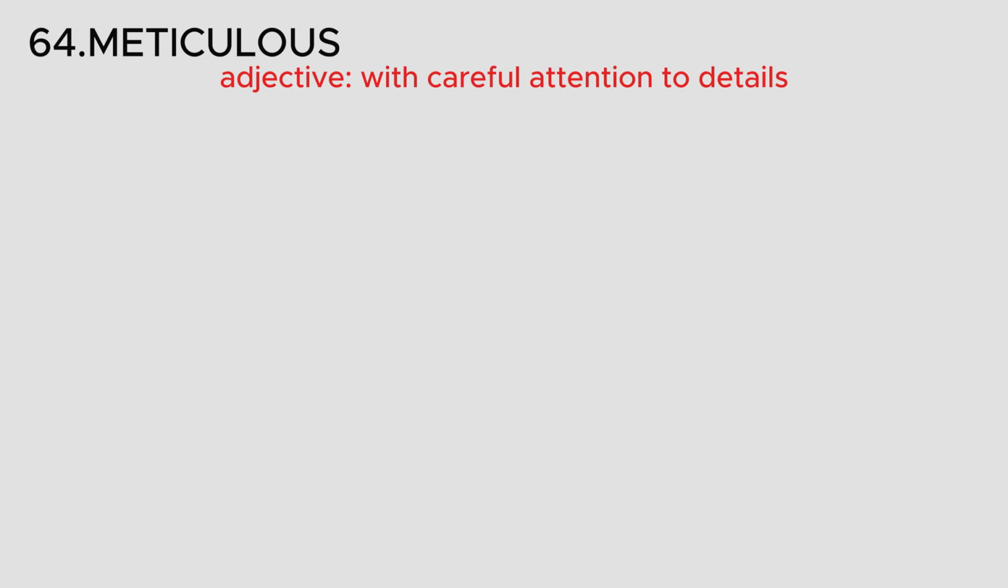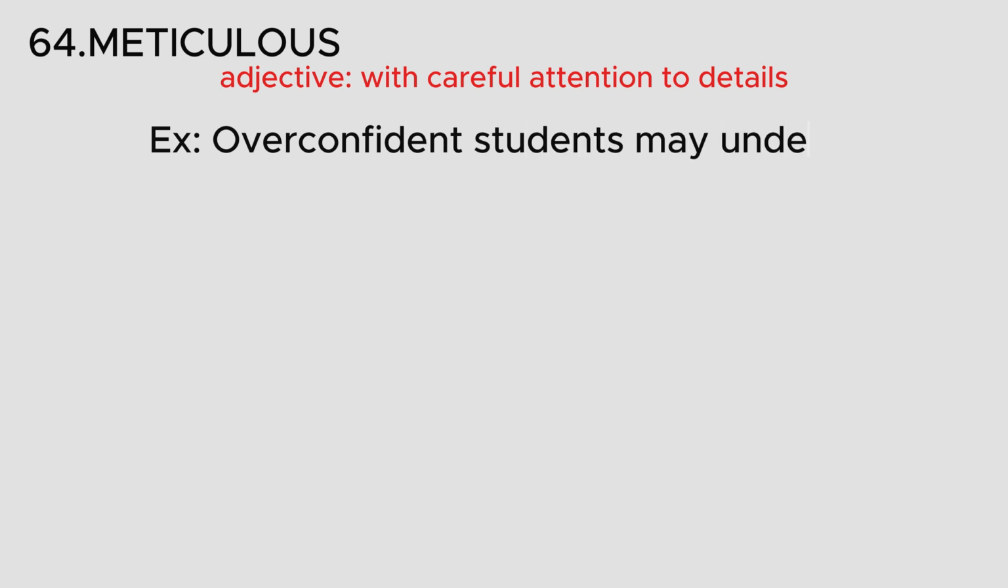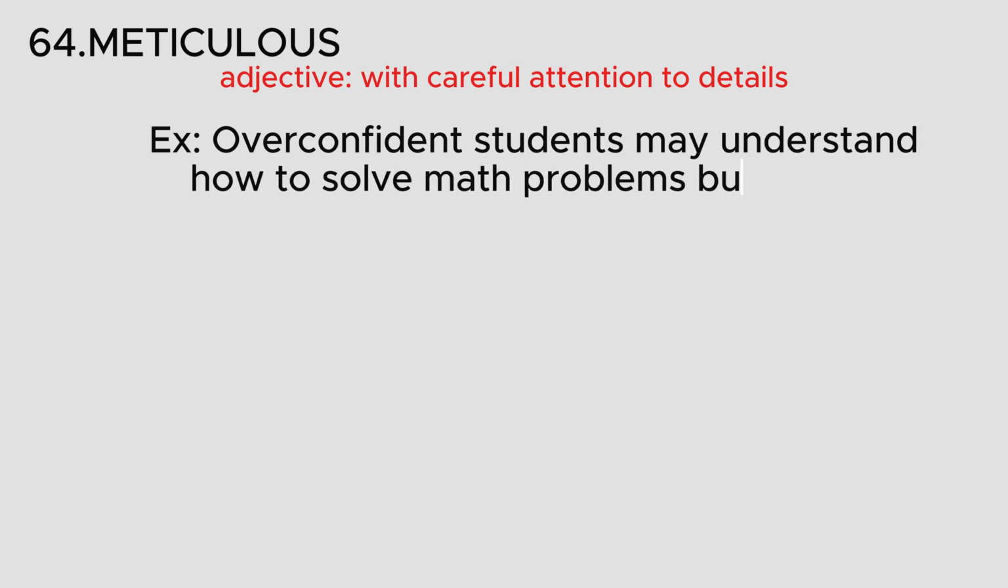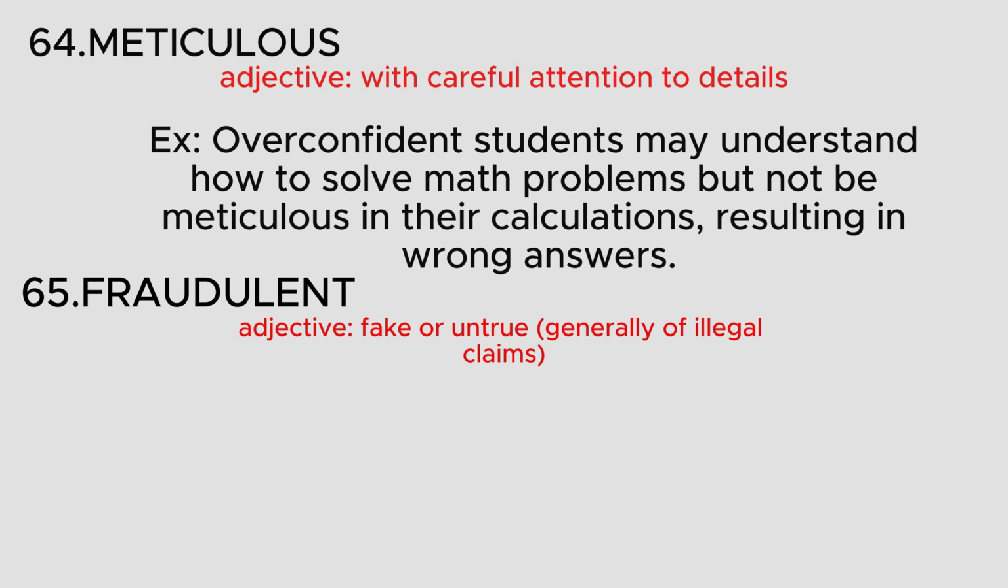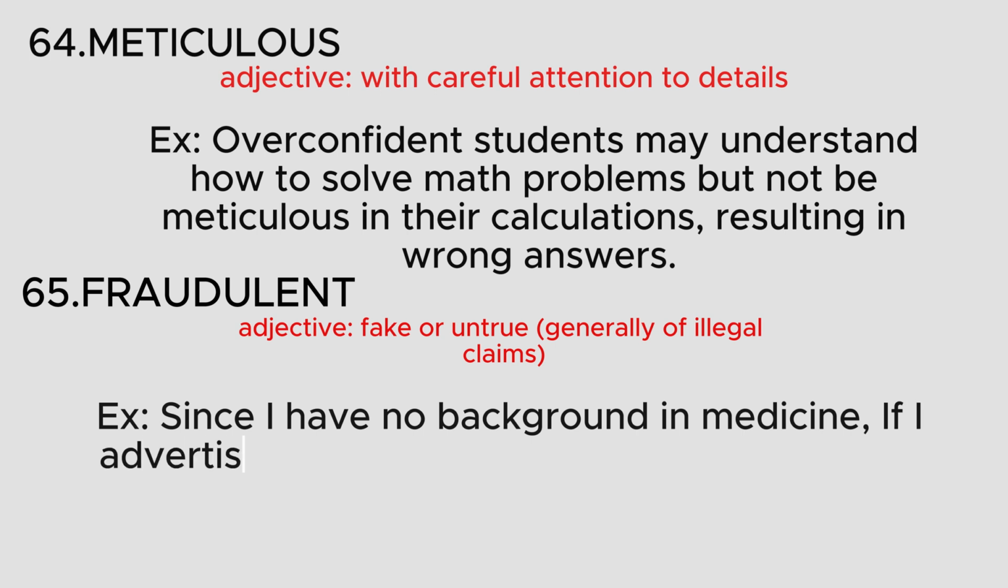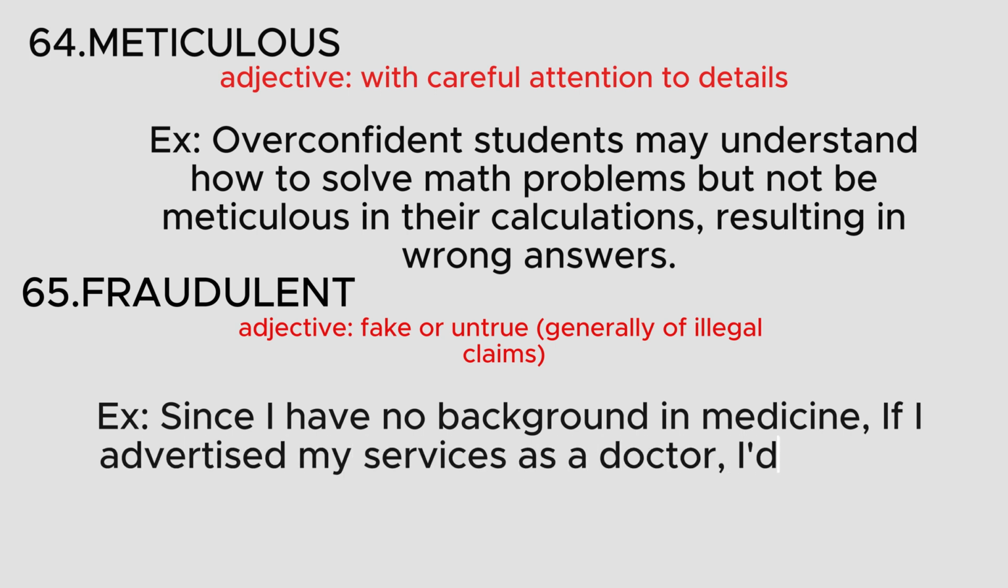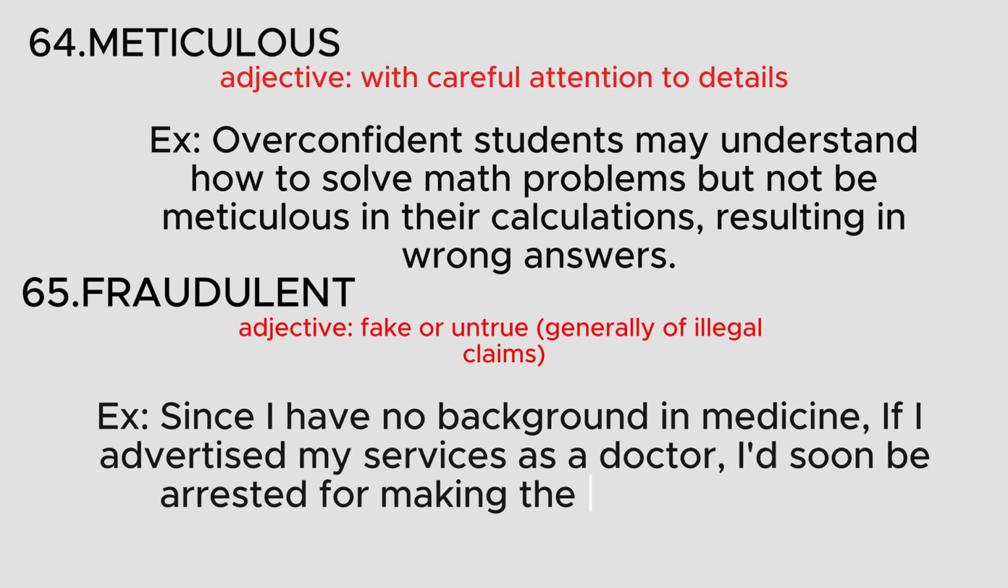Meticulous: with careful attention to details. Example: overconfident students may understand how to solve math problems, but not be meticulous in their calculations, resulting in wrong answers. Fraudulent: fake or untrue, generally of illegal claims. Example: since I have no background in medicine, if I advertise my services as a doctor, I'd soon be arrested for making the fraudulent claim.